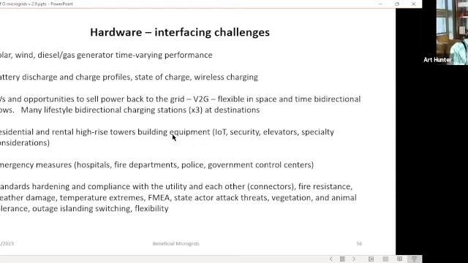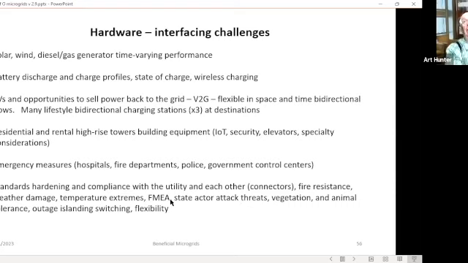And of course, when we take a look at residential and high-rise towers, each one of them has some form of interesting Internet of Things issues: security, elevators, of course, and any specialty considerations. Emergency measures hardware, of course: hospitals, fire departments, etc., as well as government centers. They have unique requirements, and just how you interface with all their hardware concerns is another interesting challenge.